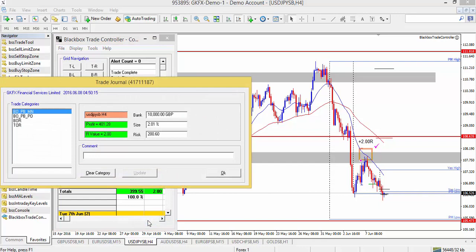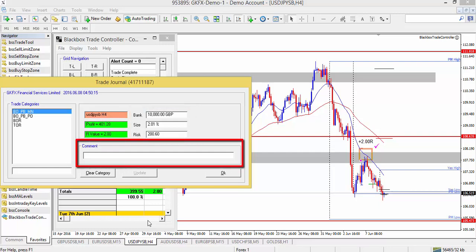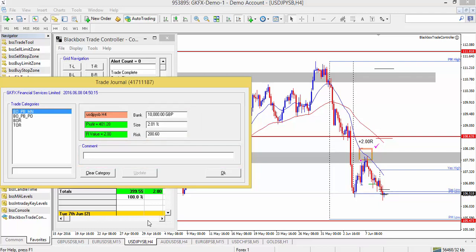The Trade Journal window consists of the following: the trade ticket number, the name of the broker along with the time the trade finished, the user-defined trade categories, the market and time frame the trade was taken on, the trade profit and R value, the trade bank, trade size and trade risk in the deposit currency, and finally the trade comment field. The category Breakout Pullback Pending Order will be assigned along with a comment.